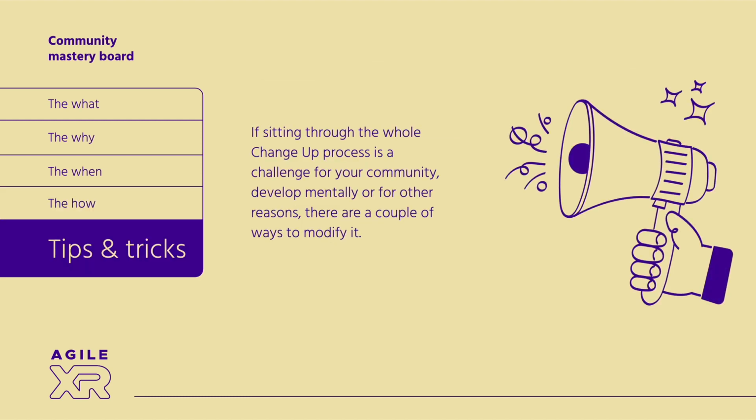If sitting through the whole change-up process is a challenge for your community, developmentally or for other reasons, there are a couple of ways to modify it. You might decide to ask the group to post all awarenesses before meeting time. Then pick a manageable number to limit your change-up meeting. Or you might split the meeting into 2 parts: check-in and change-up. Check-in then becomes the mandatory meeting where community members present awarenesses, while the brainstorming and implementation of solutions to test are left for the optional change-up meeting.